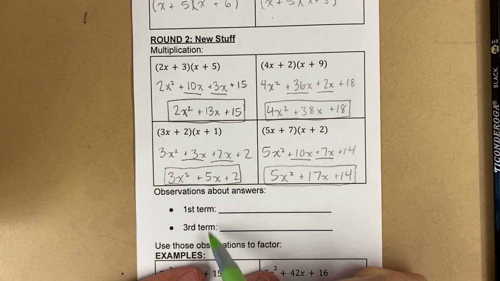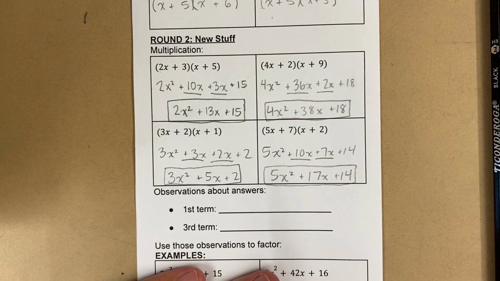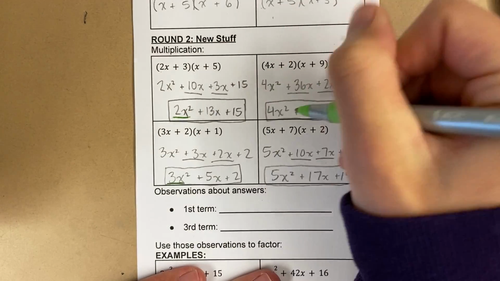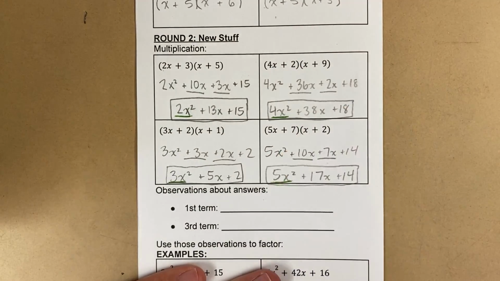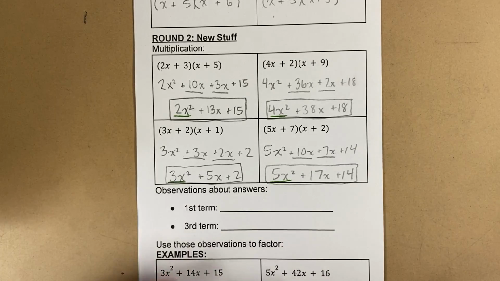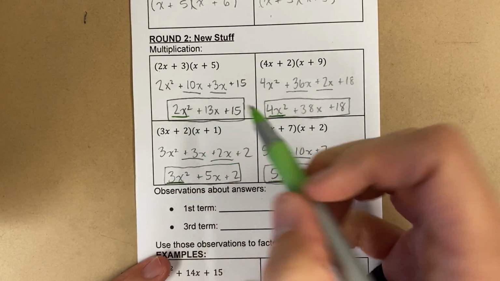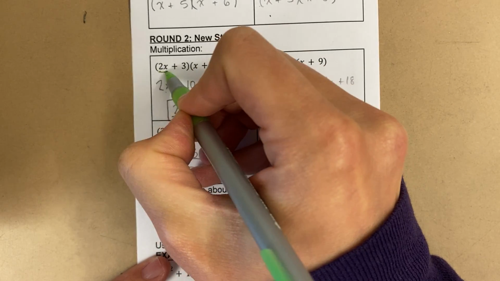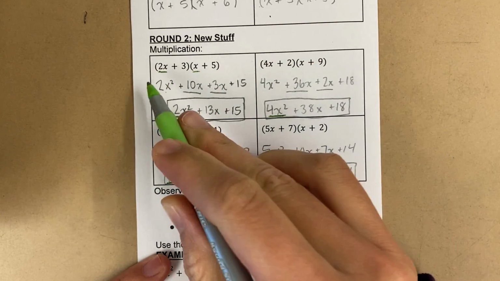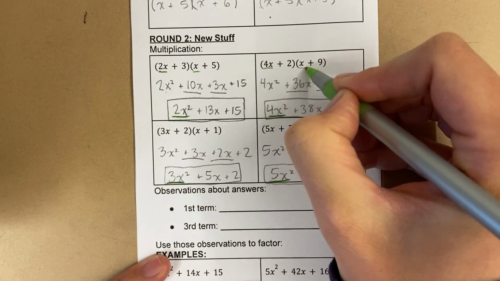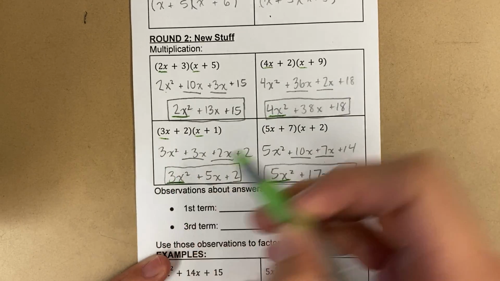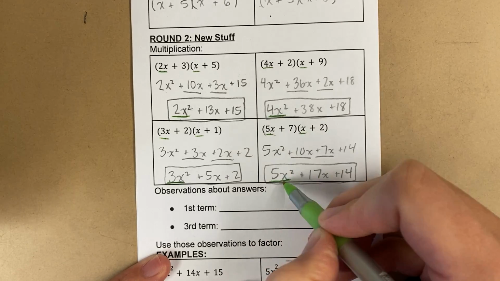And you notice I've left out the second term here. The reason is the second term is a doozy. There's not a really clear observation about it. But there is still a really clear observation about the first term in each answer. Where does this first term come from? It comes from right here, from multiplying this times this. 2x times x, that was 2x squared. 4x times x, that was 4x squared. 3x times x, I got it here, brought it down, 3x squared. 5x times x, that becomes 5x squared.